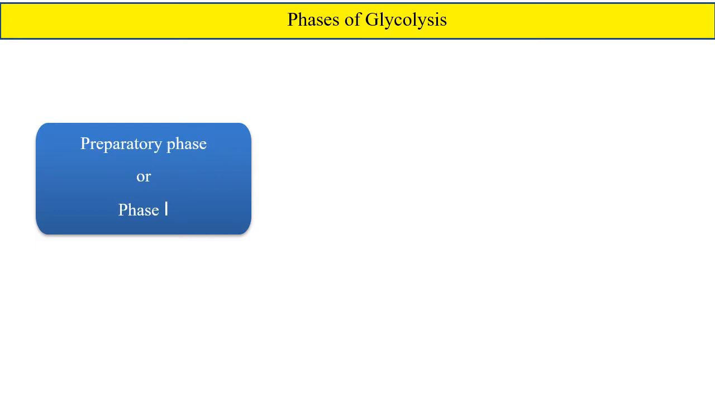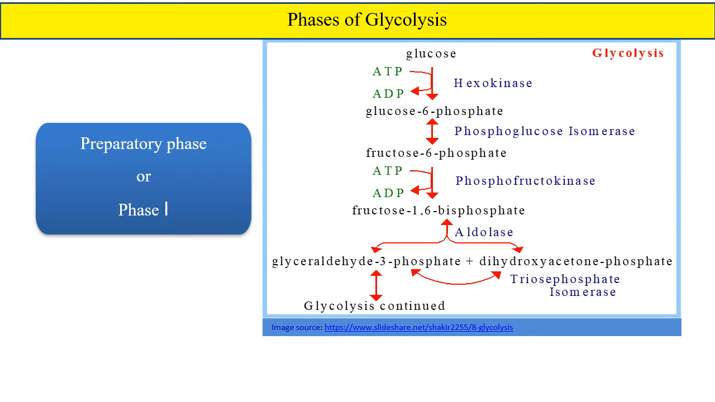The preparatory phase or phase 1 consists of the first 5 steps of glycolysis. In these reactions, glucose is enzymatically phosphorylated by ATP to yield fructose 1,6-bisphosphate. This phosphorylation first occurs at carbon 6 and then at carbon 1. This fructose 1,6-bisphosphate then splits into two molecules of glyceraldehyde triphosphate. Here, two ATP molecules are required to activate the glucose and to prepare it for the cleavage.